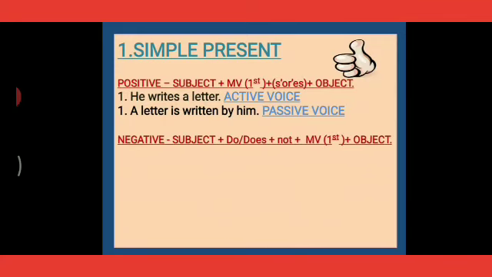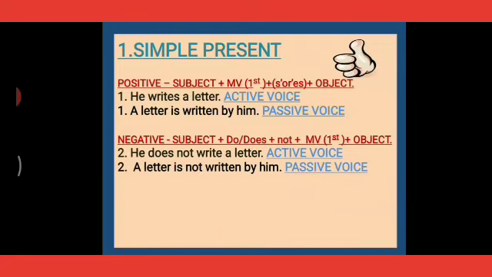Next sentence. Let's see how we make a negative sentence. In a negative sentence in simple present tense, we use do not and does not. For example, he does not write a letter. This is active voice. How will we convert it? Just now I told you that in simple present tense, what we will use in passive voice is is, am, are plus third form. So in place of do and does also, what will we keep? We will keep is, am, are plus third form.